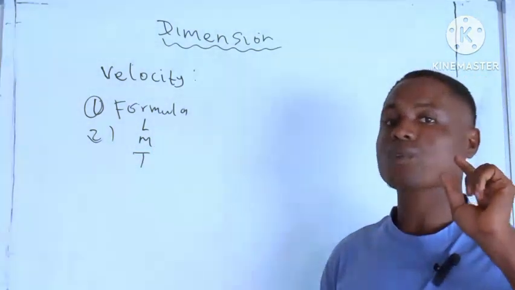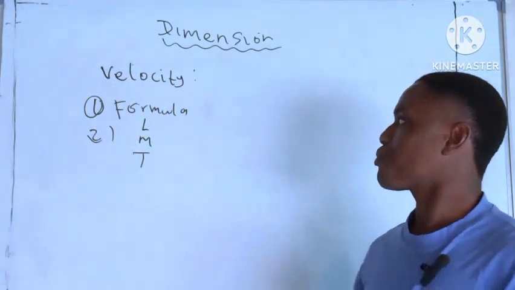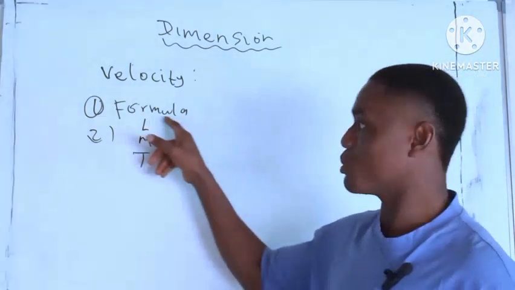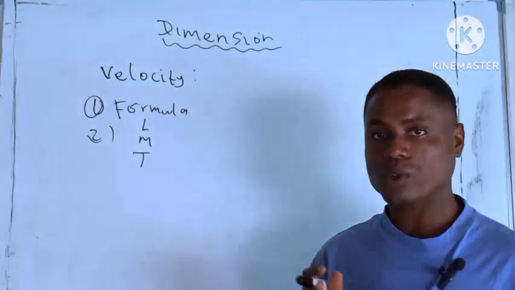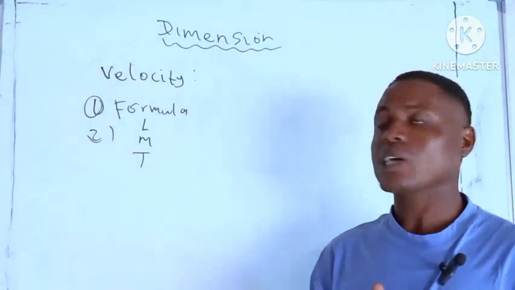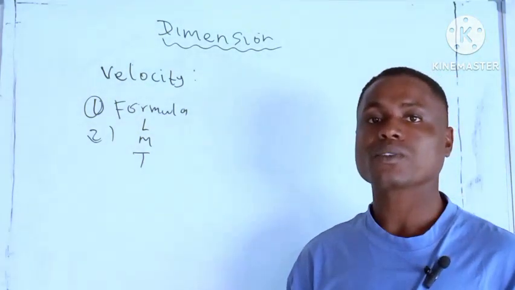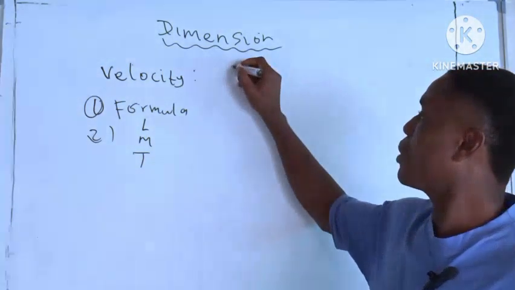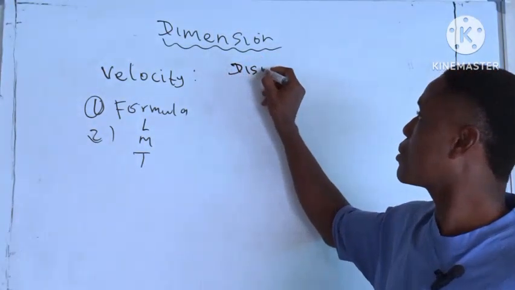Now you are asked to find the dimension of velocity. Ask yourself, what is the formula, which is the first principle, right? What is the formula of velocity? That's why I said for anything in physics, you have to understand formulas so you can easily attempt most of the questions. Now, the formula of velocity is what? Displacement all over time.